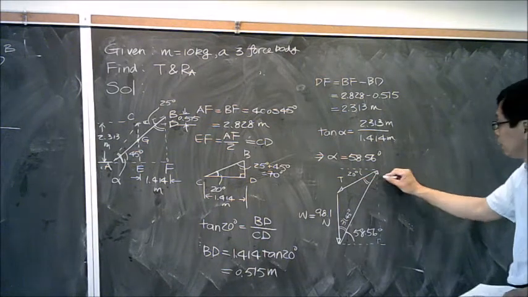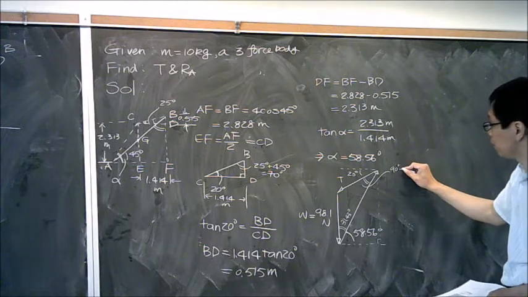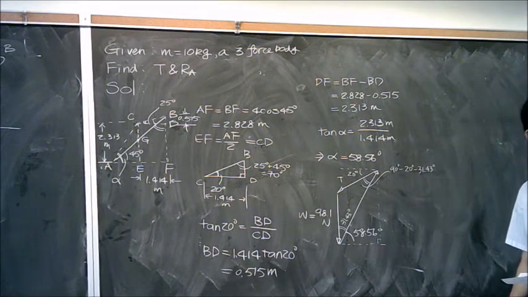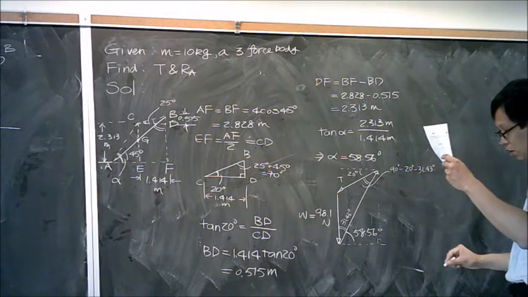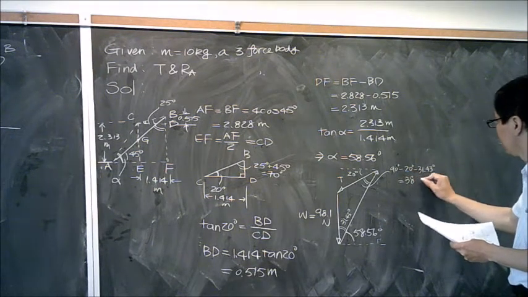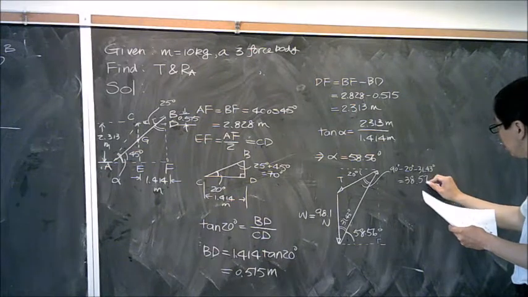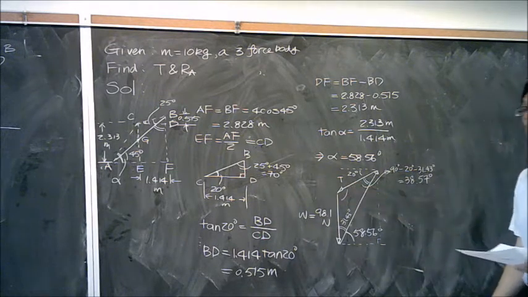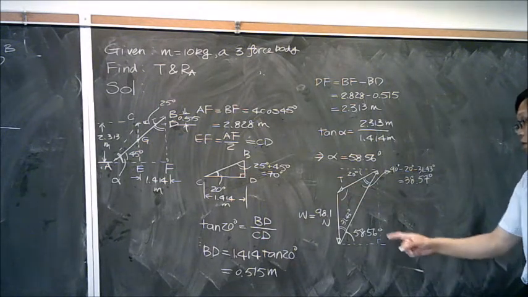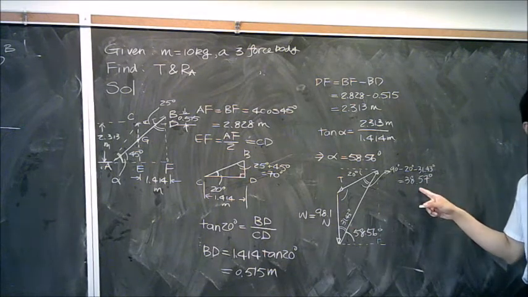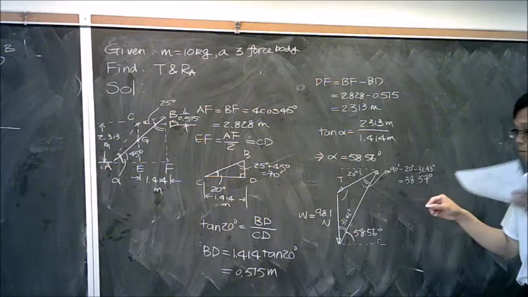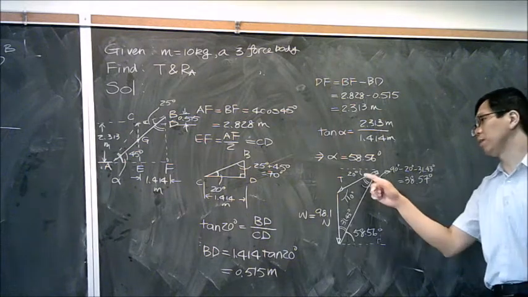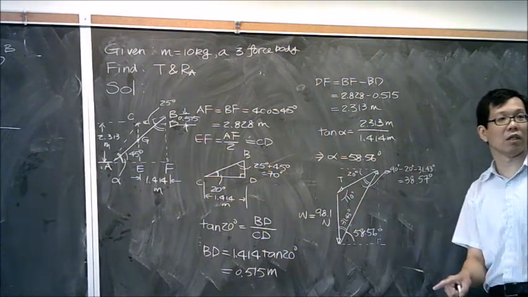So this angle is going to be 90 minus 20 minus 31.43 degrees. So we're going to get 38.57 degrees over here. Then this angle is going to be straightforward, because it's just 180 minus this minus this. Or it's actually more straightforward, because this 20 plus 90 becomes 110.